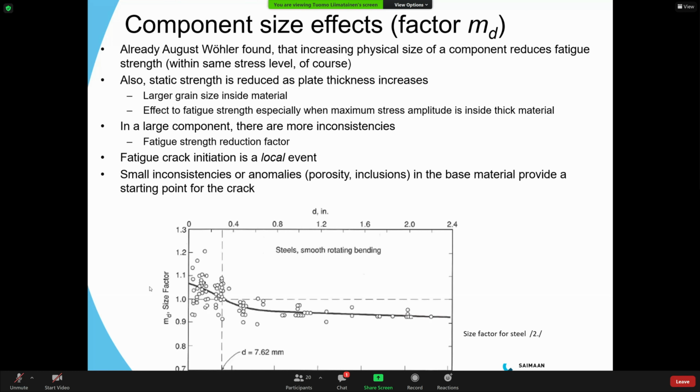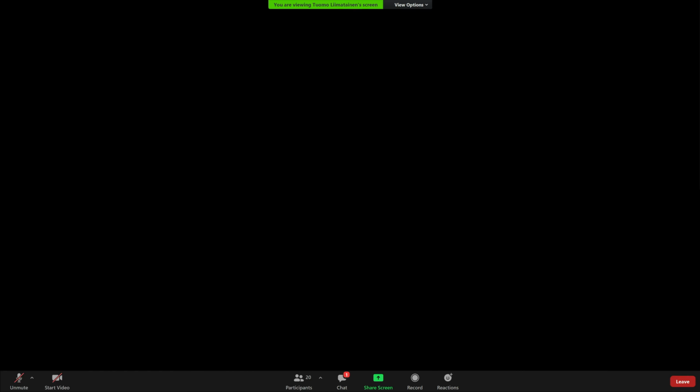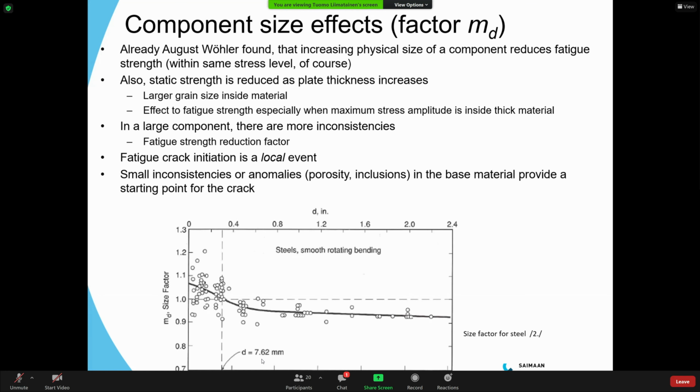I don't know if it's by accident or something, but it is actually the same as the rifle bore for some reason. But nevertheless, if the shaft is bigger than that, it will reduce. And this table is for smooth rotating bending. So for that kind of load only.